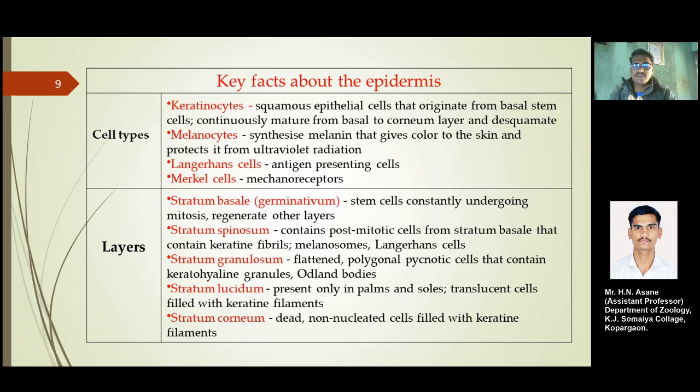We are coming from the base to the upper side. Stratum spinosum contains the post-mitotic cells. Stratum basale contains the keratin fibrils, the melanosomes and the Langerhans cells. Stratum granulosum consists of flattened polygonal cells that contain the keratohyalin granules.